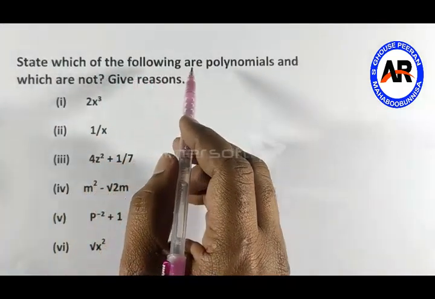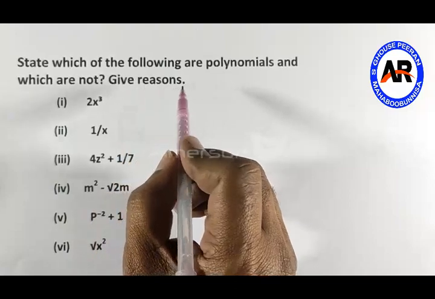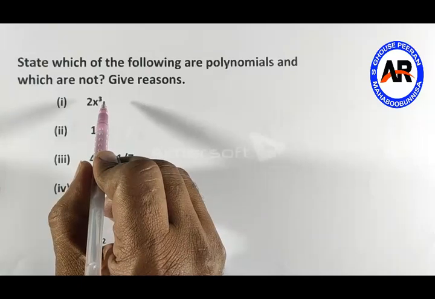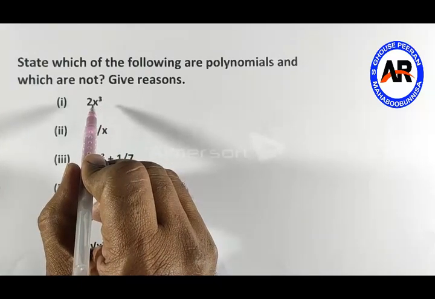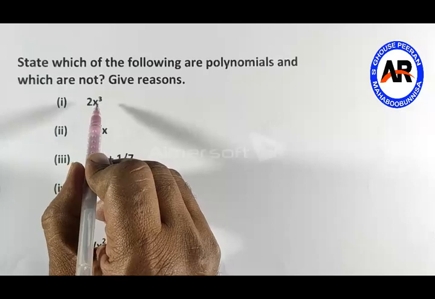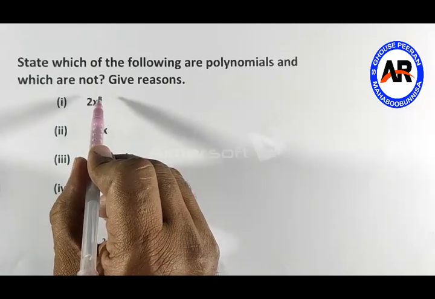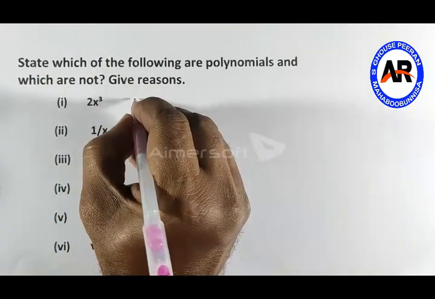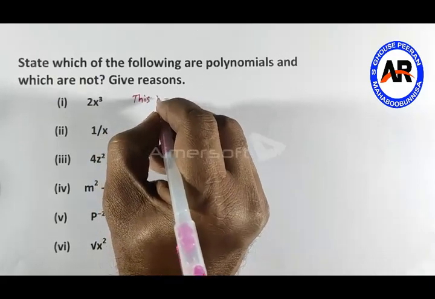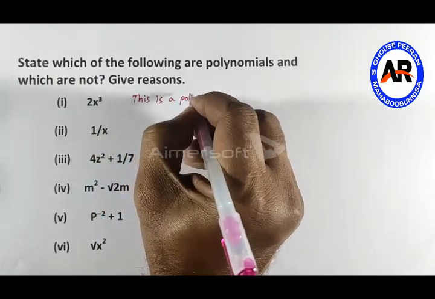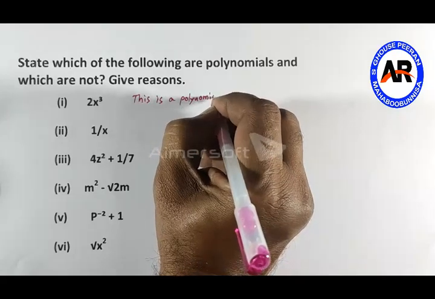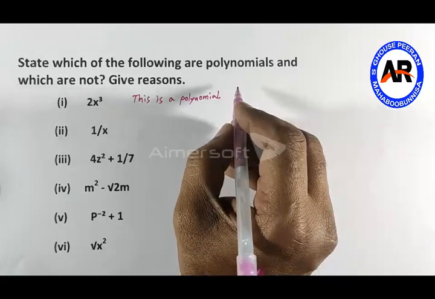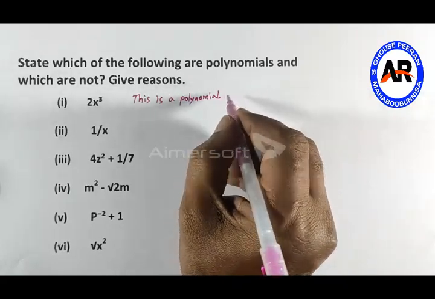State which of the following are polynomials and which are not. Give reasons. First one, 2x cube. 2x cube is a polynomial. By looking at the expression, you can say that this is a polynomial because the exponent is a whole number. So, you can say that this is a polynomial because it satisfies the conditions. You can write.